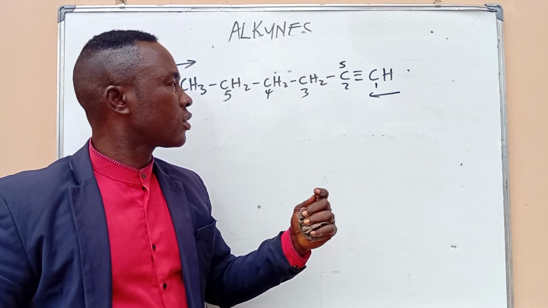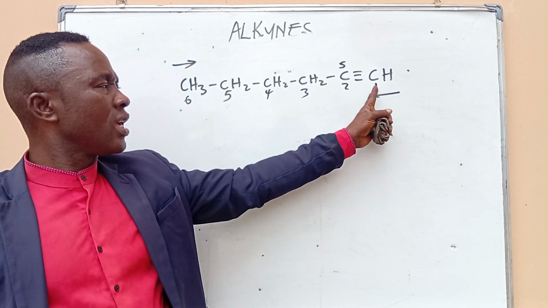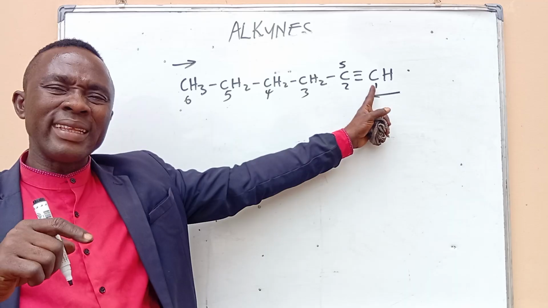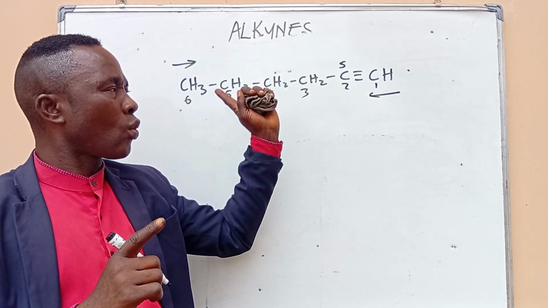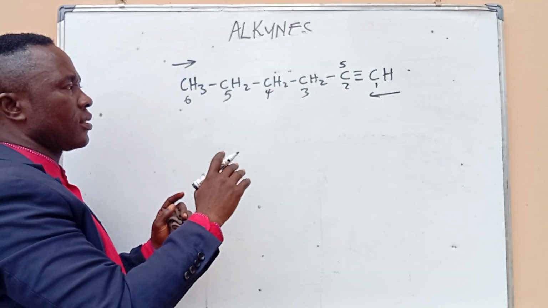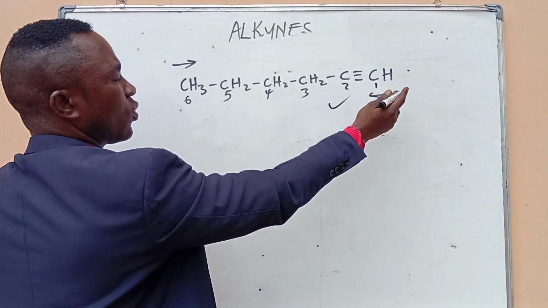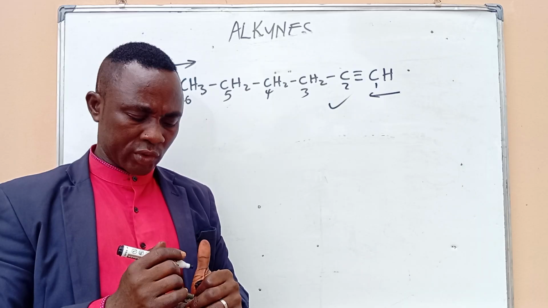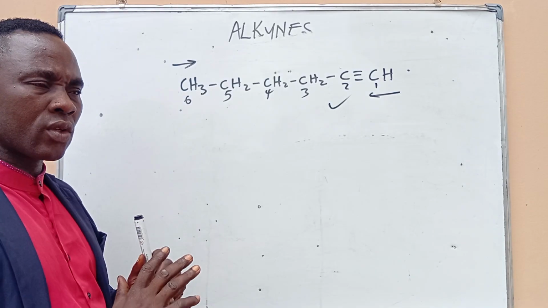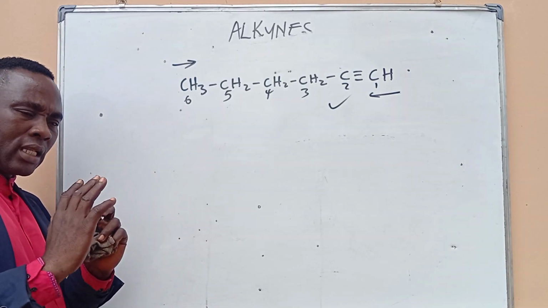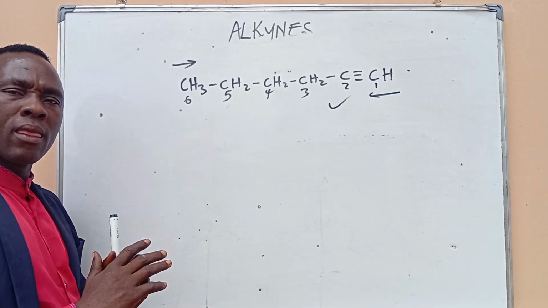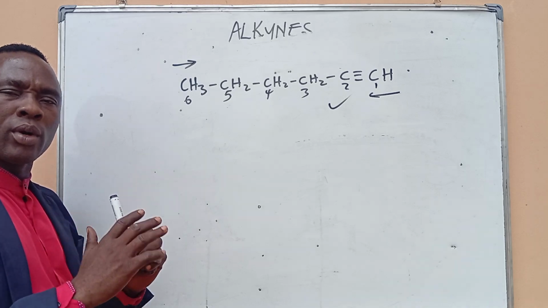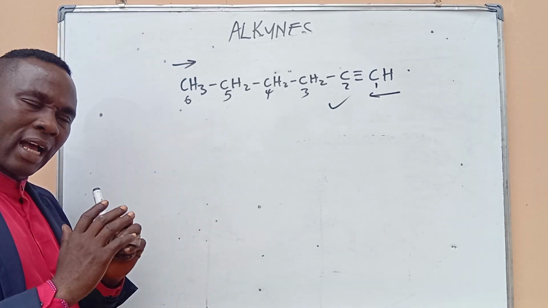So we are saying that since we number like this, we give the first carbon that contains the triple bond the least position. Here is 1, here is 5. So the right numbering should be this way. We are going this way to give the triple bond the lowest number possible. So that is rule number 2: number the longest carbon chain that bears the triple bond, making sure that the triple bond takes the least position possible.